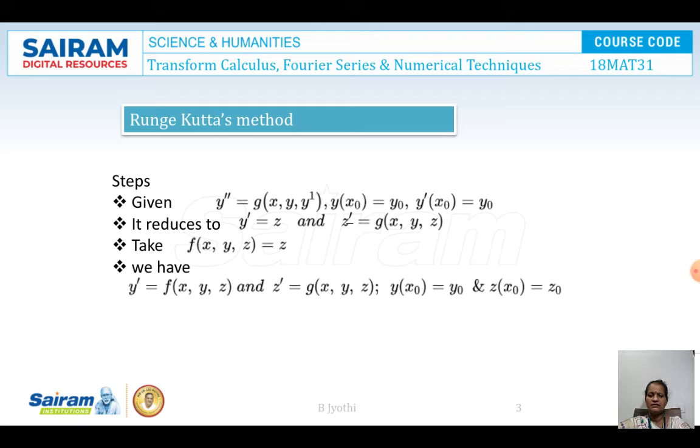In the steps, we will be given y double dash is equal to g of x, y, y dash, with the conditions y of x naught is y naught and y dash of x naught is z naught. It reduces to y dash is equal to z and z dash is equal to g of x, y, z. And let us take f of x, y, z is equal to z. We have y dash is equal to f of x, y, z and z dash is equal to g of x, y, z, with y of x naught equal to y naught and z of x naught equal to z naught.